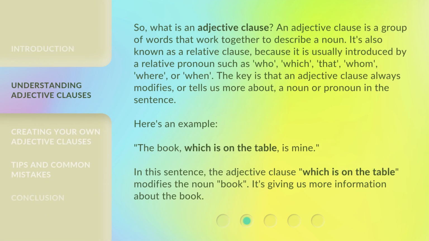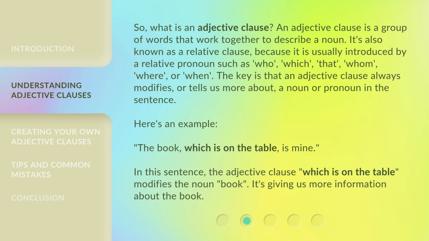So, what is an adjective clause? An adjective clause is a group of words that work together to describe a noun. It's also known as a relative clause, because it is usually introduced by a relative pronoun such as who, which, that, whom, where, or when.